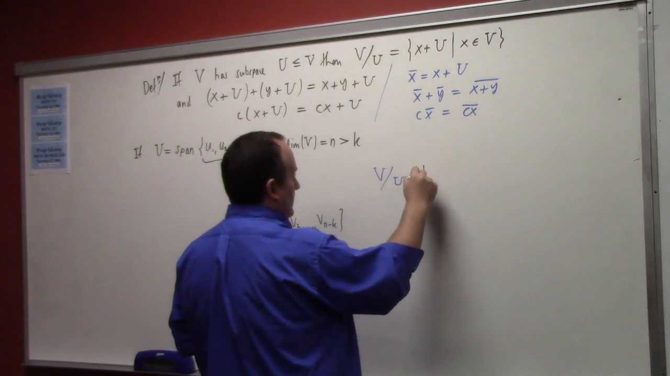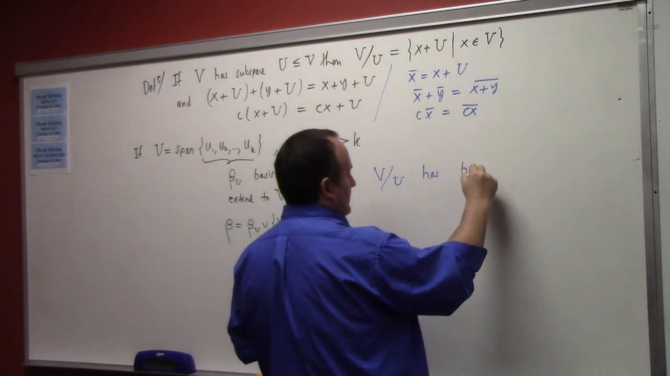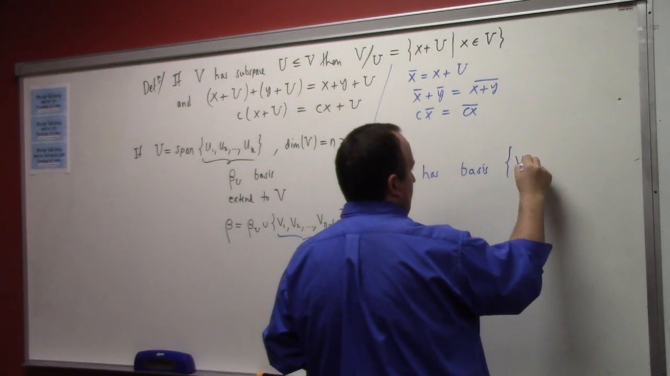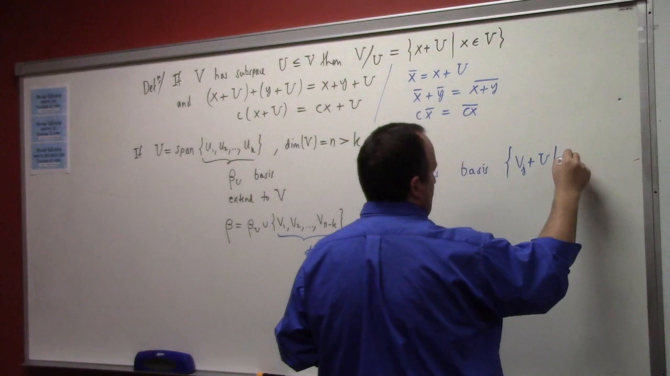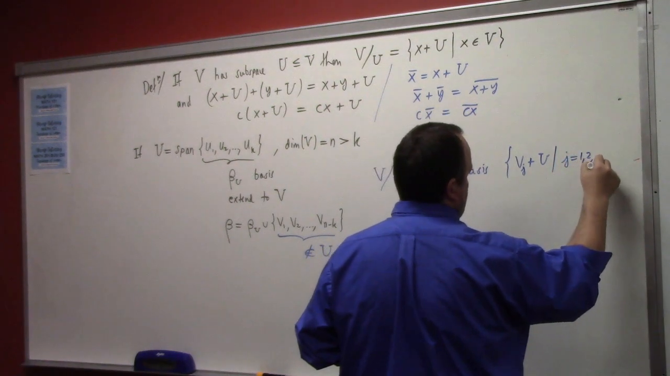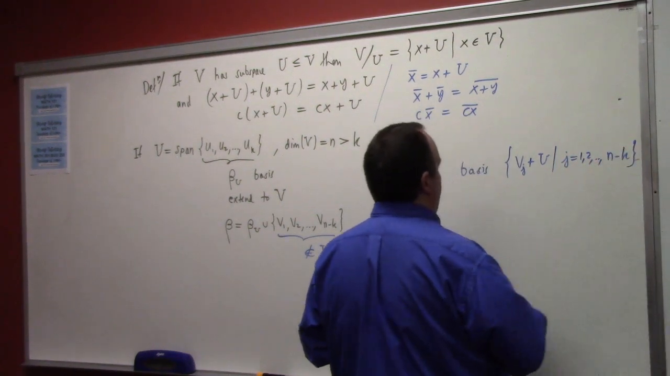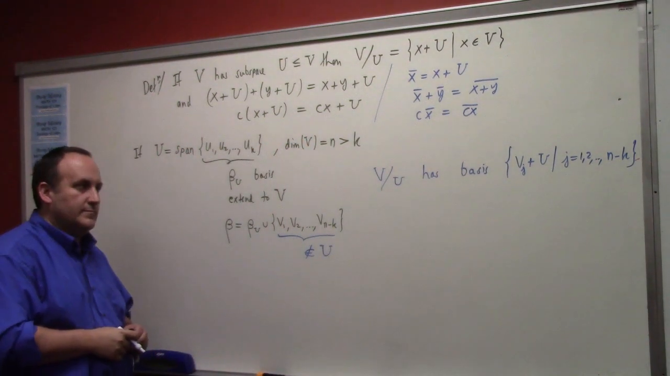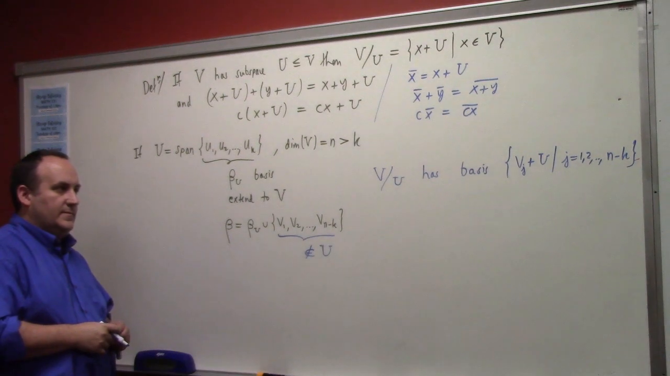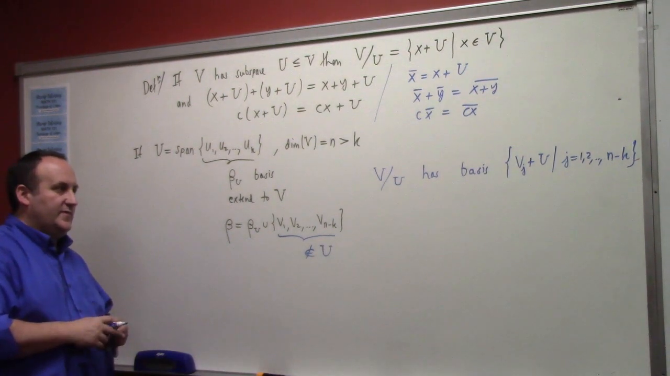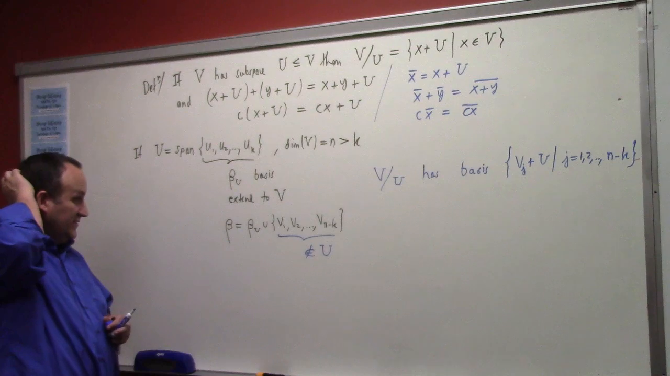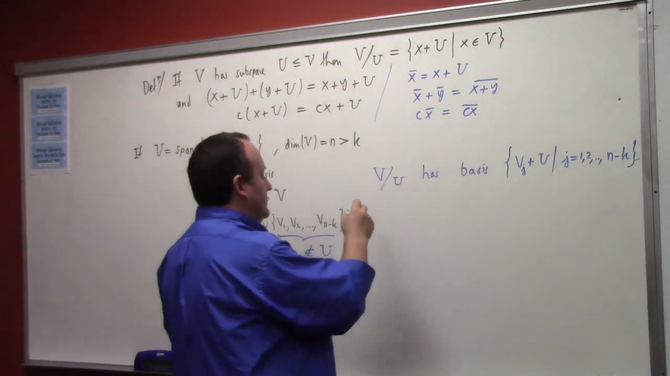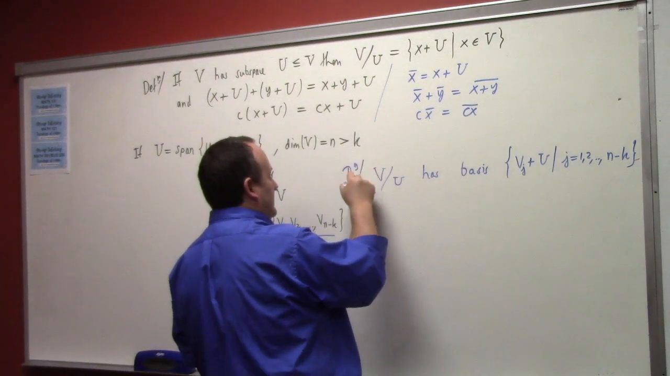By U has basis vj plus U such that j equals 1 to n minus k. Now, to prove that that's a basis, what do you need to do? Sure, it's linearly independent and it spans. Yeah, linear independence and spanning, exactly.